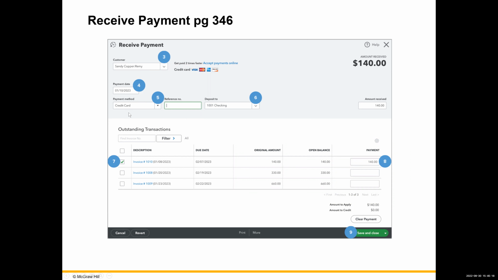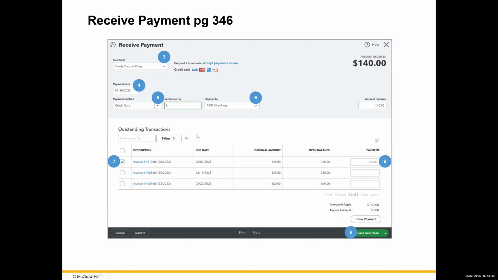How do they pay us? Credit card. And are we going to deposit to undeposited funds or payments to deposit? No, we're going to put it right into our checking account, which means we don't have to do that separate deposit. Isn't that kind of nice? So we do that.